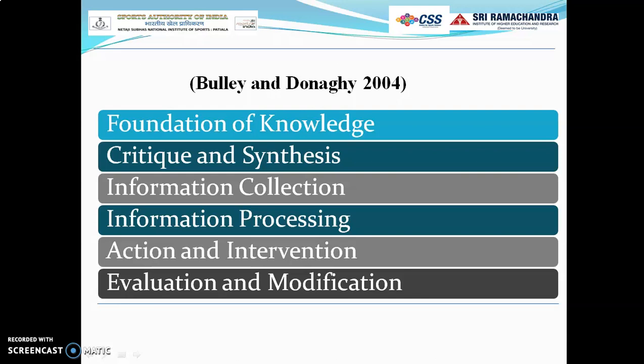Now, let's move on to evaluation and modification. What do we mean by evaluation and modification? The evaluation and modification means to modify the use of clinical and performance-related testing to provide the most appropriate information at the different stages in the rehabilitation process.